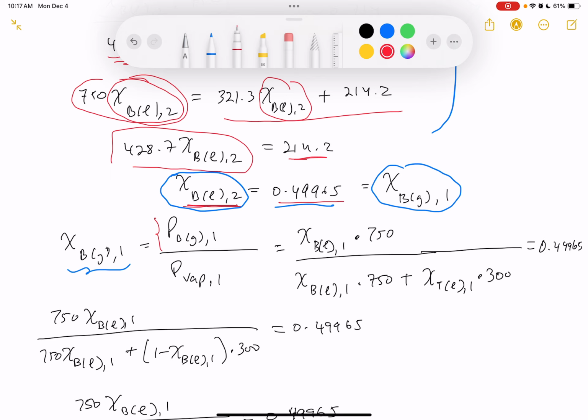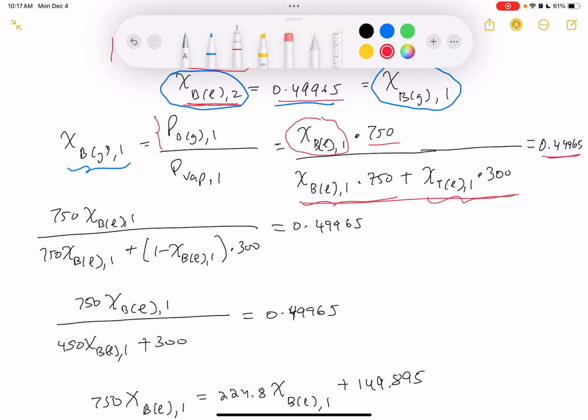Now, the partial pressure of benzene in 1 comes from the mole fraction of benzene liquid in 1 times 750, which is the pure vapor pressure, divided by the total. The total is the sum of the two partial pressures, right? The partial pressure of benzene in 1 plus the partial pressure of toluene in 1. And the partial pressure of each one of them can be calculated using Raoult's law, okay? That whole thing should equal 0.49965. And so I'm just repeating my steps as I said earlier.